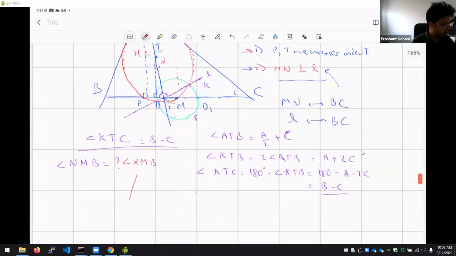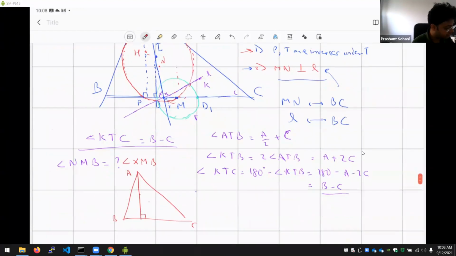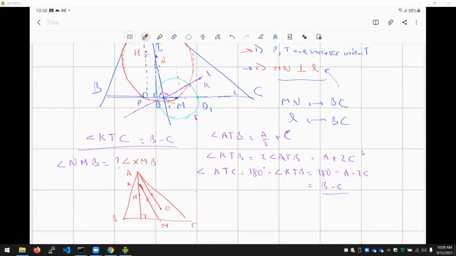Then going further, what else can I say about this angle? Now this is a typical orthocenter configuration. So in the orthocenter configuration, we are interested in the angle formed by this line XM with the base BC. But do we also know that this XM is parallel to AO? Yes, they form a parallelogram, right? So in effect, I am interested in the angle formed by AO with the line BC.